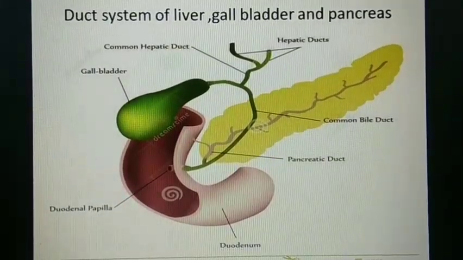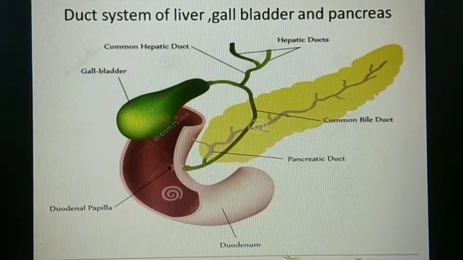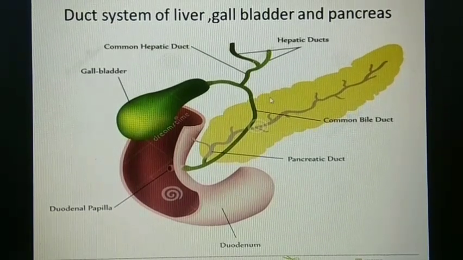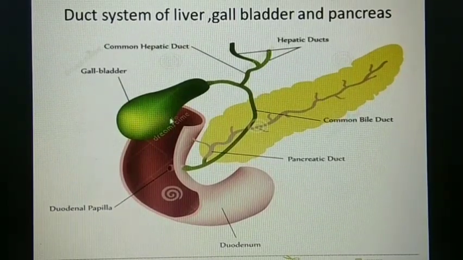Now we'll come to the duct system of liver, gallbladder and pancreas. So this is the duct system, where you can see this is the pancreas, and liver is not shown here. From the liver the ducts are coming, and this liver produces the secretion called bile. So liver produces bile, and this bile is temporarily stored in gallbladder.